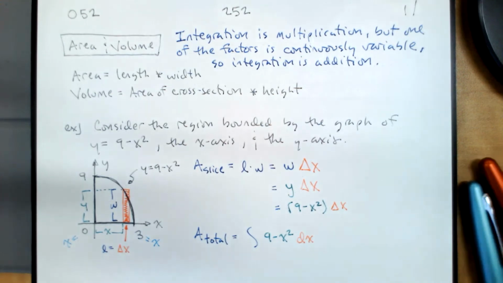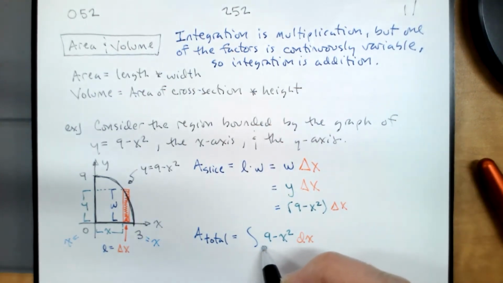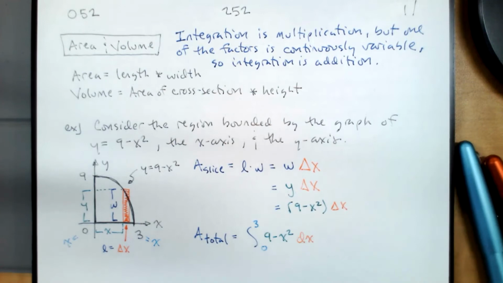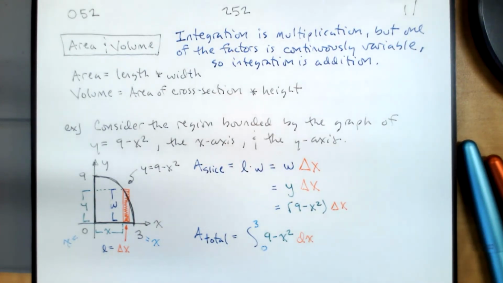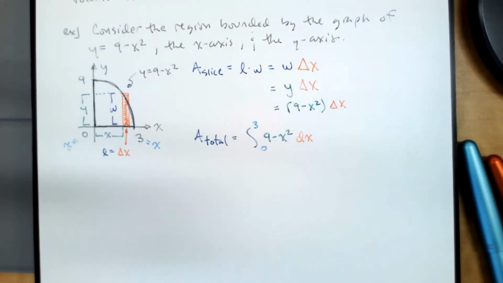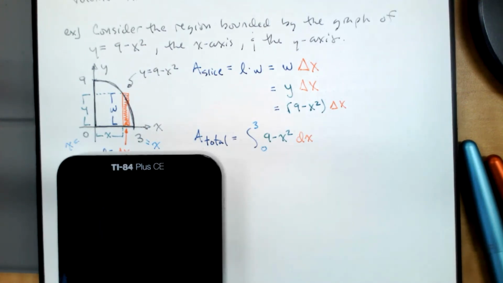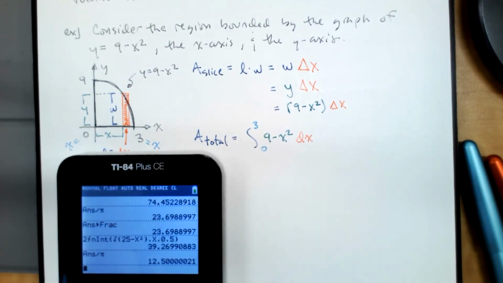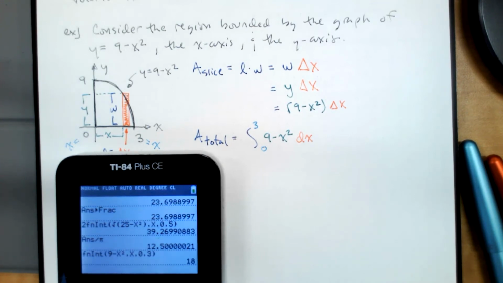So we'll integrate from 0 to 3. I'm going to just calculate. This one's a nice, easy integral that we can calculate by hand. So I'm going to calculate it by hand, insofar as I'm going to use my hands to grab my calculator and math 9 minus x squared. And we get 18.